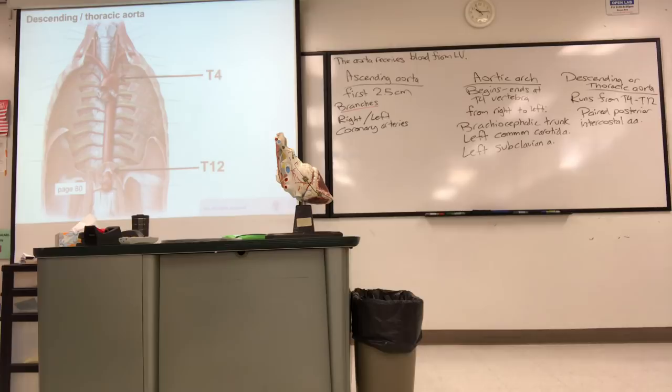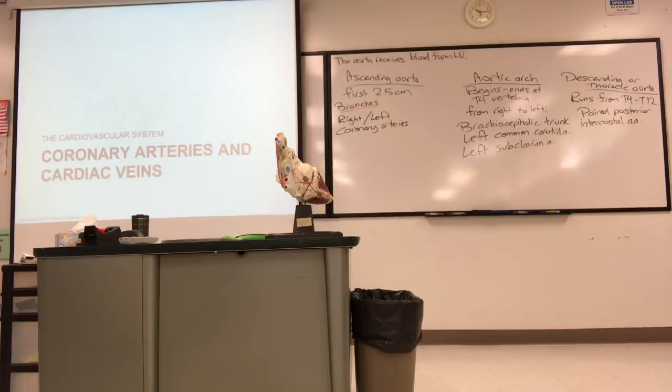Okay, now I mentioned the coronary arteries on the first one. Those coronary arteries have veins that run with them, and they have some branches there. Now, coronary means crown. It refers to the arteries. You don't call them coronary veins. I think they're mostly called cardiac veins. But anyways, this is the blood supply to the heart muscle, so we need to talk about it in this chapter.